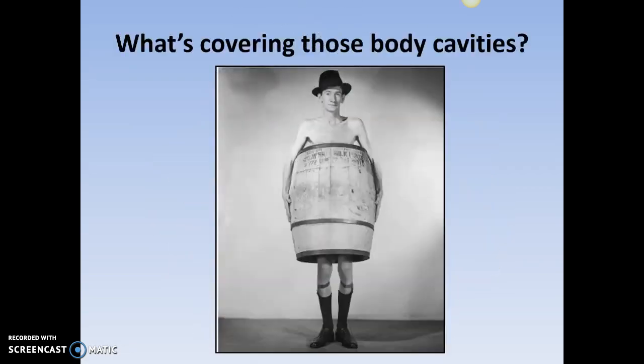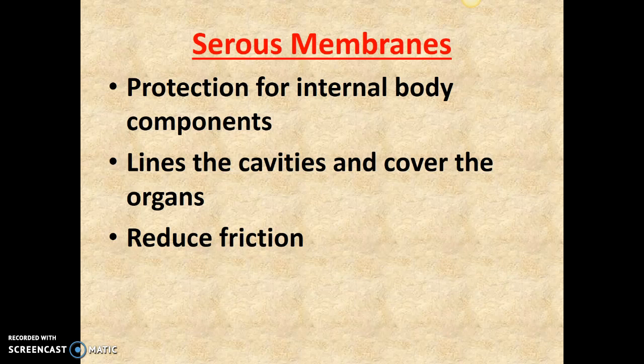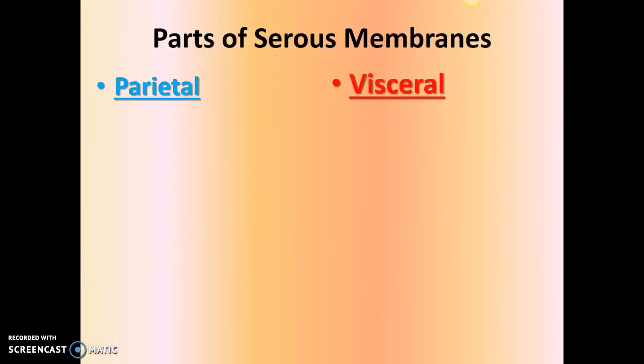Whoa, what's covering those body cavities? Your body cavities are lined with a very thin, two-layered membrane, which has a fluid between it, which acts like WD-40. So there's a little friction, and it lets your parts move basically without a lot of friction. Your intestines are constantly moving. Your heart obviously is constantly moving. So those are called serous membranes. They protect the internal body components. They do line the cavities and cover the organs, and their main job is to reduce friction.